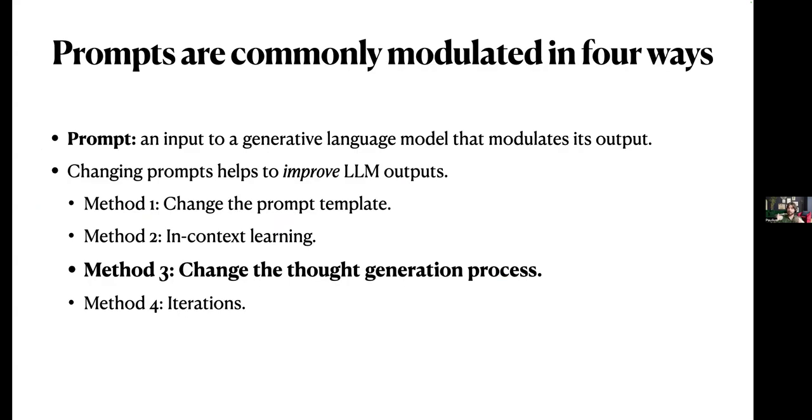Okay, so taking a step back again. So we're talking about how to change prompts. So we can change the prompt template. We can do in-context learning, which is to give factual examples, and there are some best practices for that. The third way is to change the thought generation process. So what does this mean?